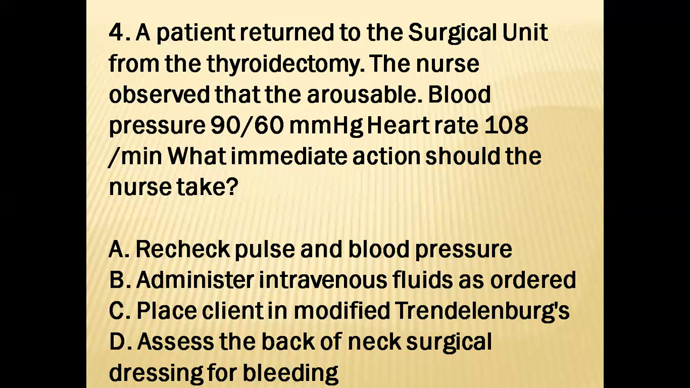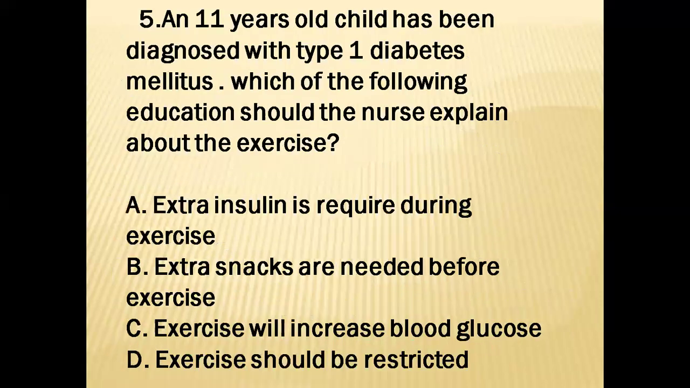Okay. So after surgery, you have to check the patient's back, especially for the thyroidectomy patient, the back of the neck, not only the front we are looking. Okay, back of the neck, for any bleeding or oozing, we have to check. Okay, got the point? So here the option is D. Okay, so not the rechecking, not the intravenous fluid administration, not too much low the BP. Okay, 90/60 is that. So here the answer is assess the back of neck, surgical dressing for the bleeding. Okay, so let's see the next one.